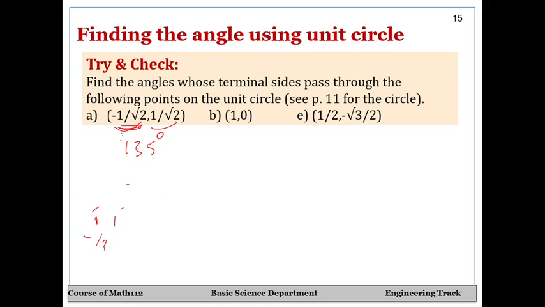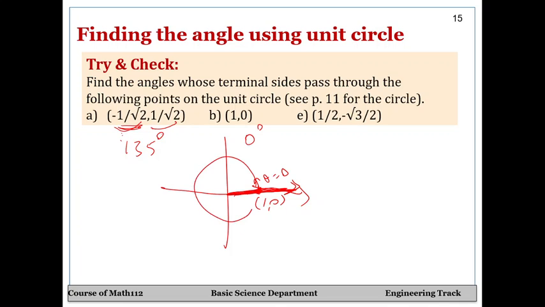And how about this one? (1, 0), where is it? It's x-axis 1 and y-axis 0. So the initial side and the terminal side are the same. So what angle is it? We don't have any angle, just theta equal to 0, because the terminal side and the initial side are the same. So it will be 0 degrees, or you can say it's 360 degrees.